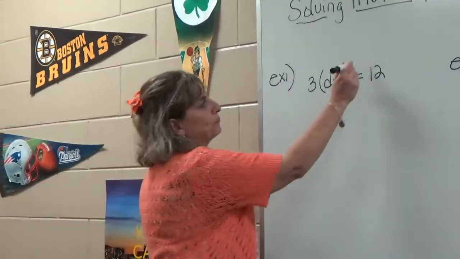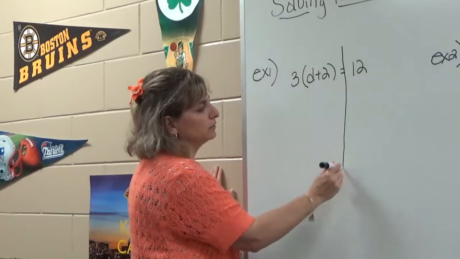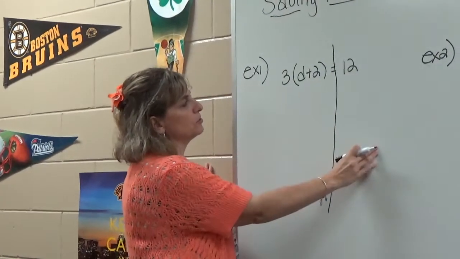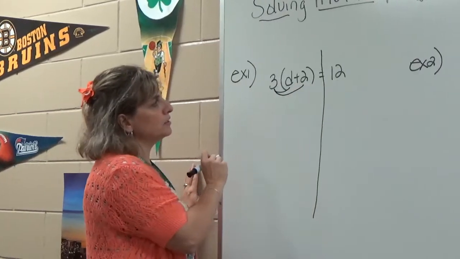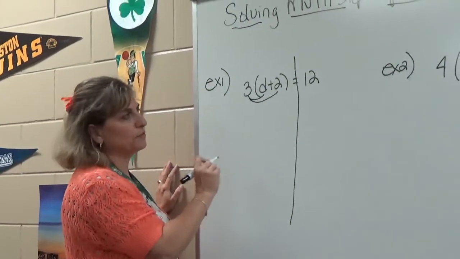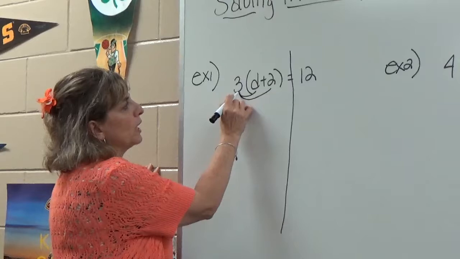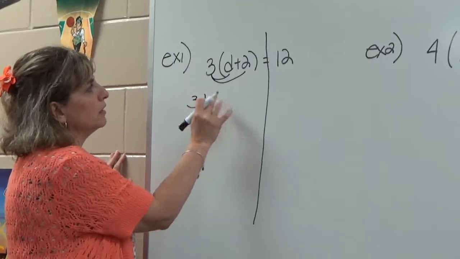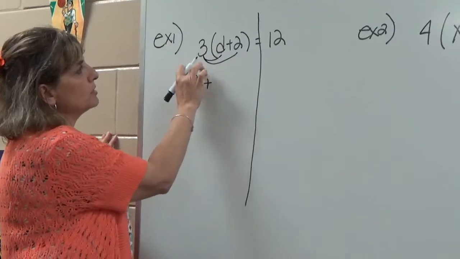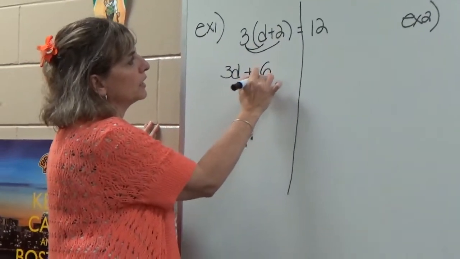Okay, so I'm going to divide my equation into 2 sides, and I'm going to use the distributive property. The distributive property is what I have to do first in this equation. So when I multiply a positive 3 times a positive d, I get 3d. Then I'm going to multiply a positive 3 times a positive 2, and I get 6.